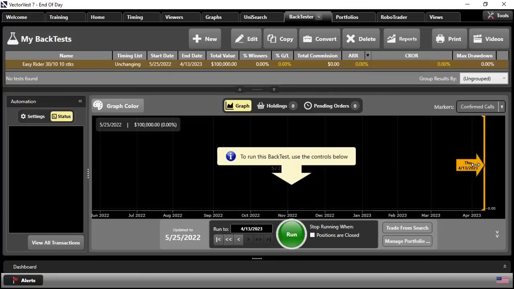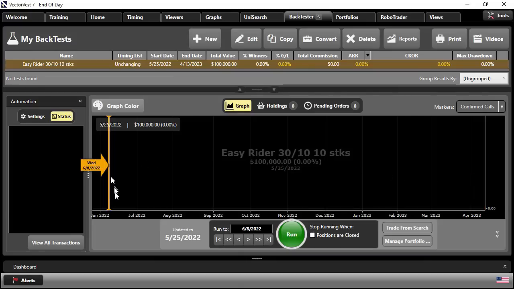Well, I don't want to do that. I want to go to the end date of my first cycle, and that was June 10th. So if I just click into the grid here, I've got the 8th, I'll use my arrows to adjust to the 10th, and I'll click Run to advance the backtest.